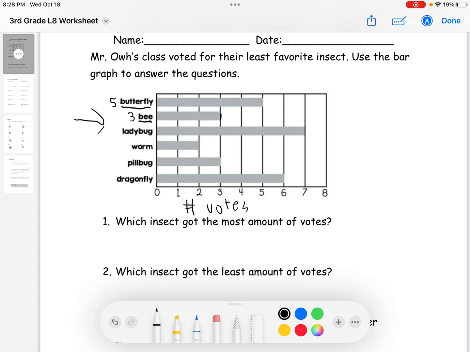The ladybug ends at the 7 mark, so we'll put a 7 right next to it. The worm ends at the 2 mark, so we'll put a 2 next to the worm. The pill bug ends at the 3 mark, so we put a 3 next to the pill bug. And the dragonfly goes to the 6, so we put a 6 next to the dragonfly. And since question 1 is asking for which insect got the most amount of votes, that would be the ladybug, since 7 is greater than all the other numbers here. So we'll put the ladybug.